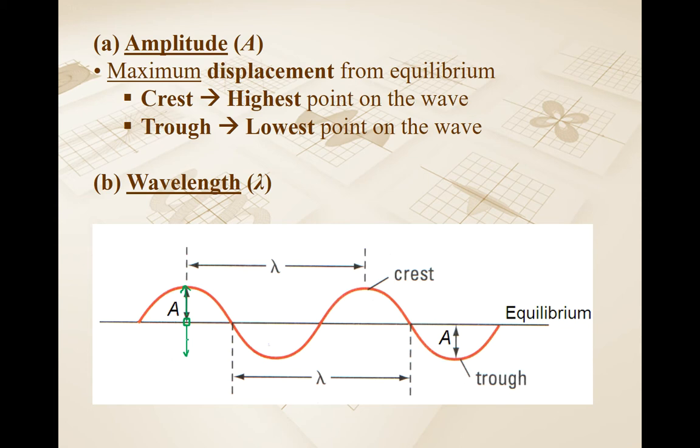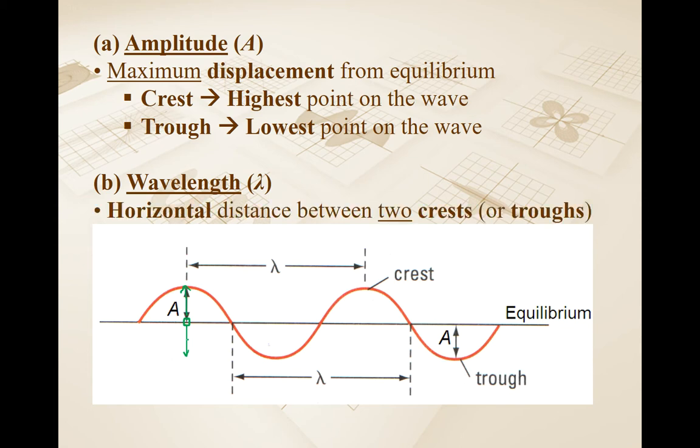Wavelength. Wavelength is the horizontal distance between two crests or troughs. The symbol we use to represent wavelength is the Greek letter lambda. I think that's how you spell it. The way I like to draw the lambda symbol, I kind of draw a curved slide and put a support at a little bit of an angle.